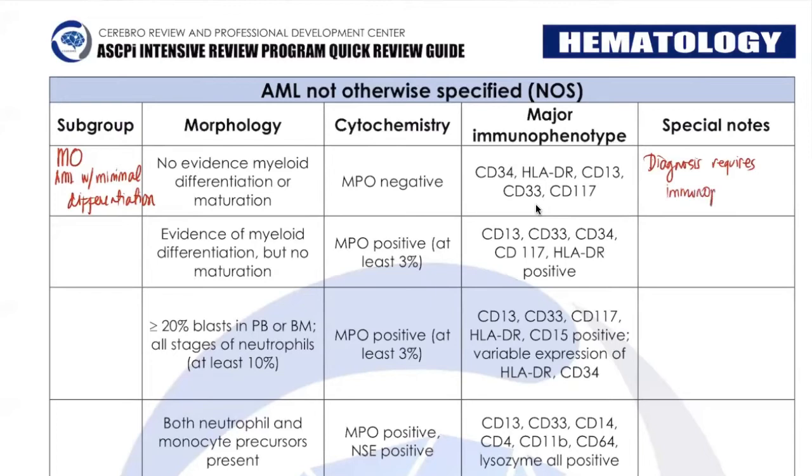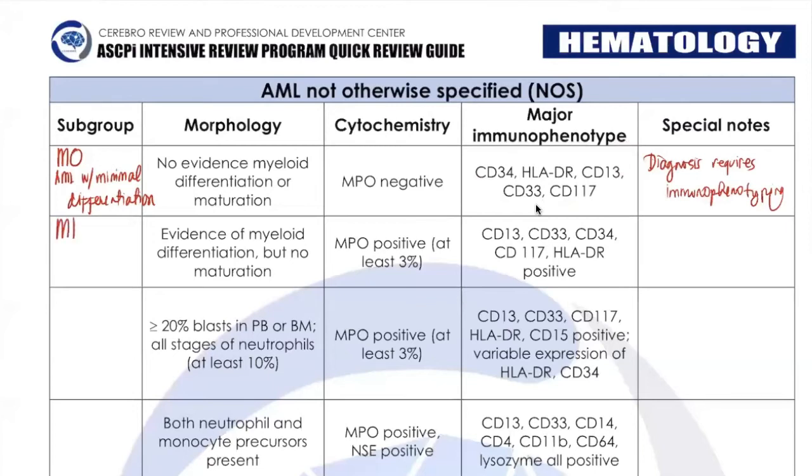So when you say immunophenotyping, what we do here is we are looking for these clusters of differentiation on the surface of the cells. So naghahanap tayo ng CD34, CD13, CD33, CD117. So usually these are HLA-DR. So usually these are the markers that can be found in the case of M0. Okay? So next we have the M1.